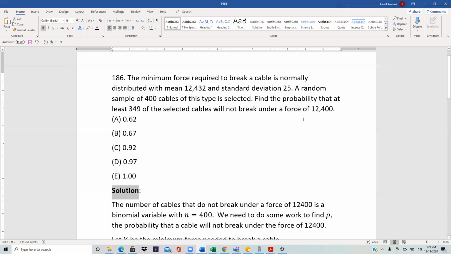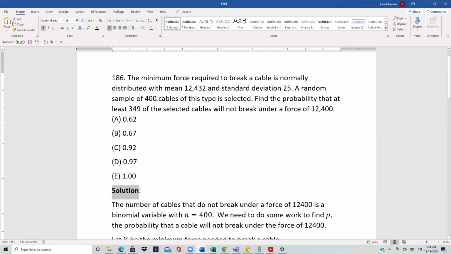So if we look at this question part of the problem, we recognize that the number of cables that will not break under a force of 12,400 is a binomial variable. N is 400 because there are 400 total cables, and we have to find the probability that at least 349 will not break under a force of this. A cable will either break under a force of 12,400 or it will not break, so it's binomial.